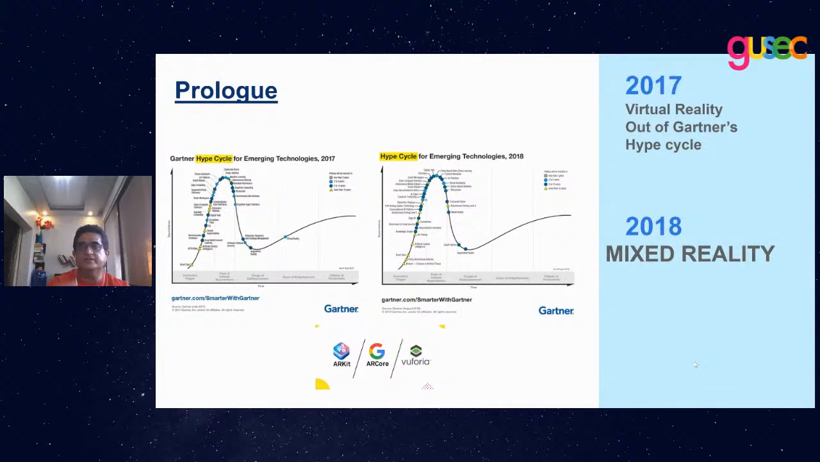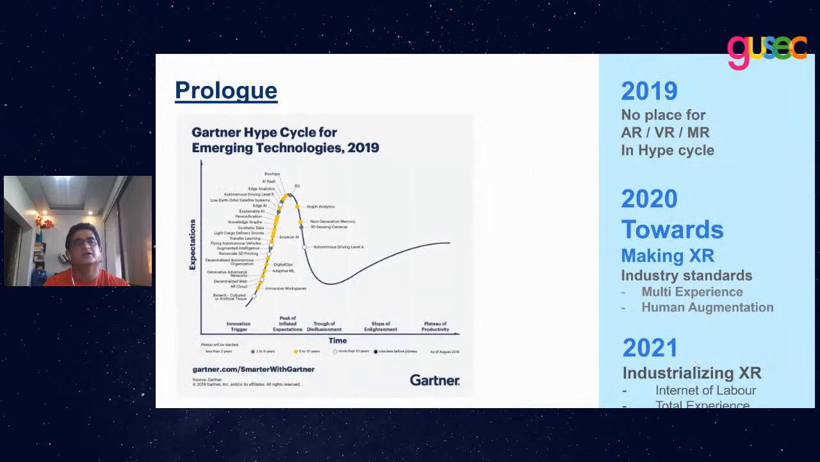Right. Look at 2017. VR went out of the hype cycle, MR entered, and mixed reality became a lot more predominant in the thinking and mapping. You had ARCore, ARKit, and others also getting launched and taking shape out there. In 2019, AR, VR, and MR all moved out of the hype cycle, right? But what came in?